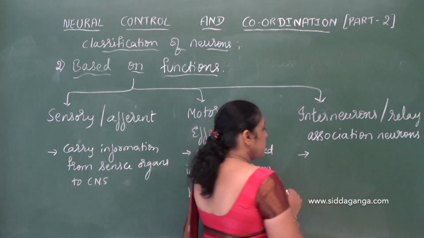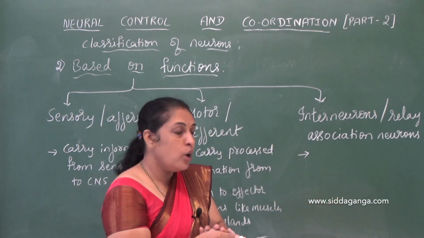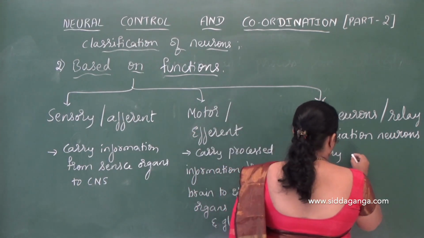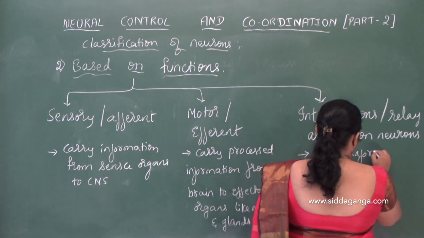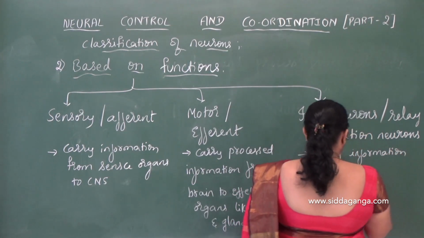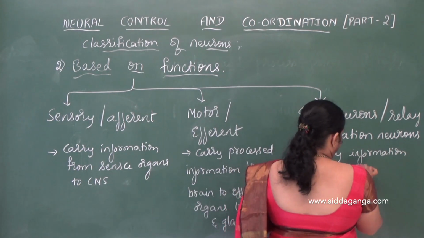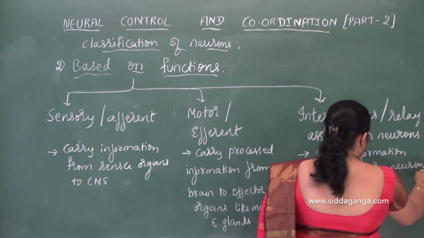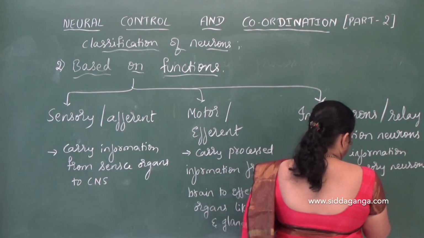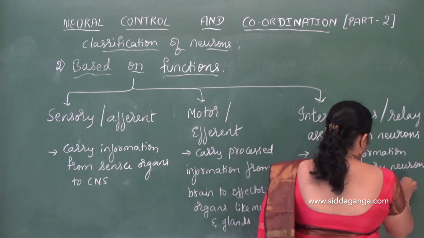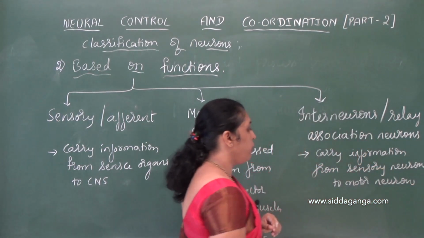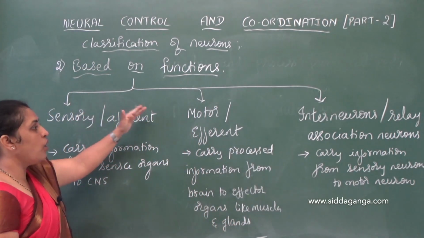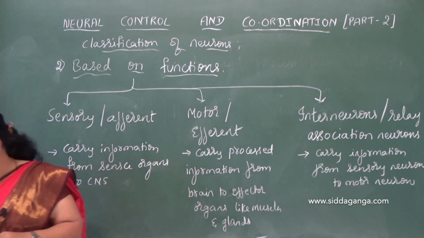Interneurons are present between the sensory and motor neurons, and they carry information from sensory neurons to motor neurons. These are the types of neurons based on functions.